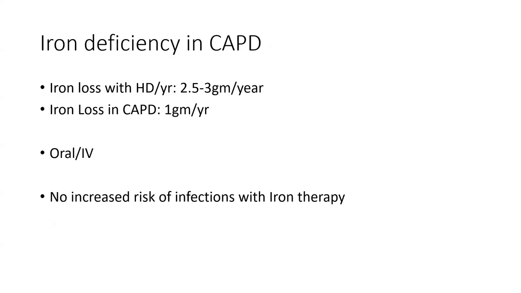Now, a few words regarding iron deficiency in CAPD; I couldn't find anything more. What it says is that iron loss for a patient on hemodialysis is around 2.5 to 3 grams per year, and iron loss in CAPD is only 1 gram per year. So usually in CAPD patients, anemia may not be a problem if they have good nutrition and everything else. So if at all you see a CAPD patient with anemia due to iron deficiency, then you are justified in treating it with oral or IV iron. And this decision can be based on that particular patient and the particular scenario.